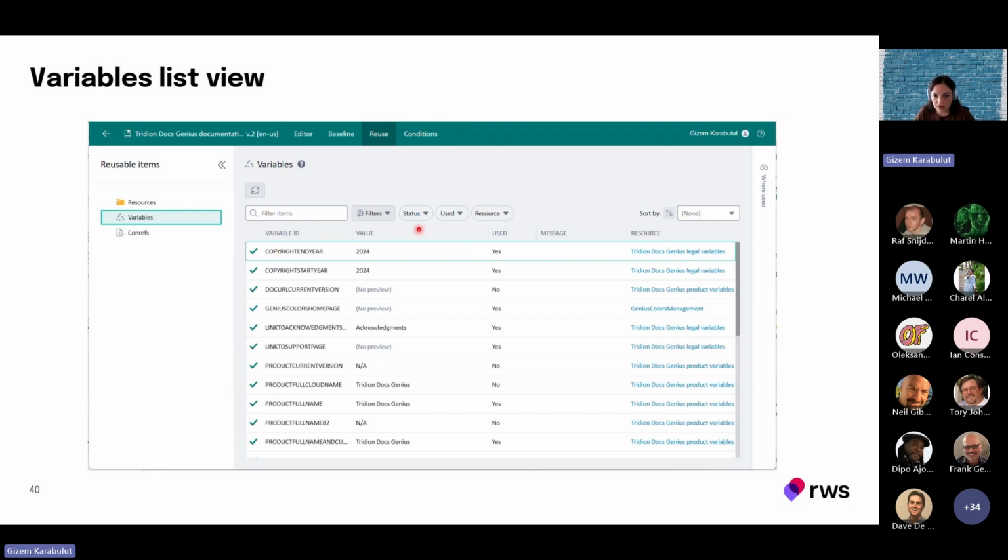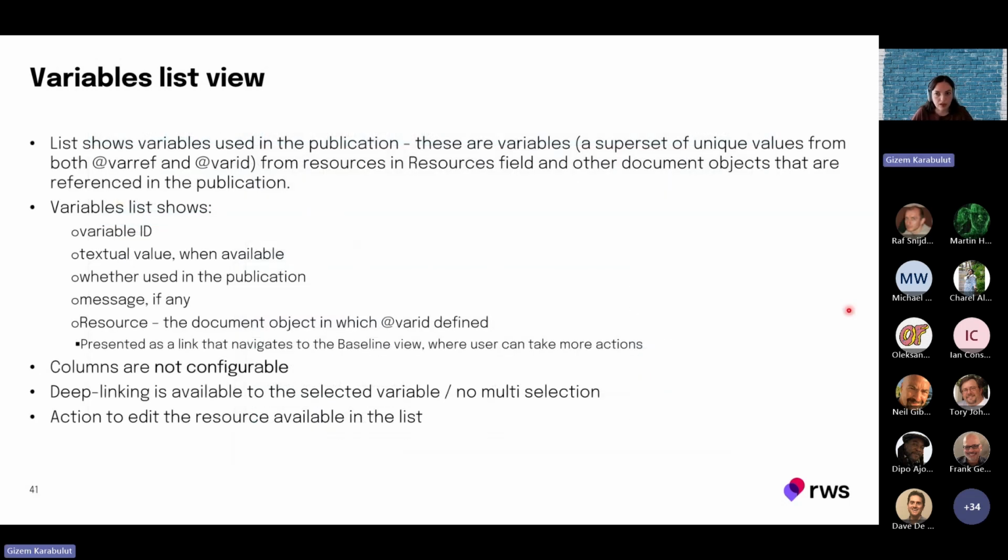Also via the status filtering, they can see if there are any broken variables. So about the list, again, this list shows variables that are used in the publications. Actually, this is a superset, because variables can come from the resources, or a variable might also be added via the XML editor. These are also listed in this list.